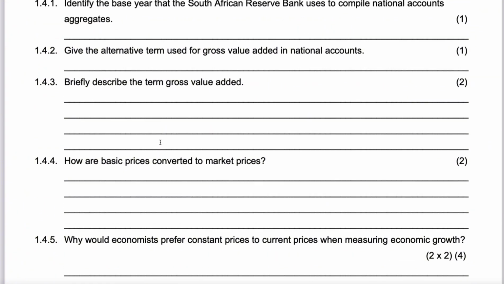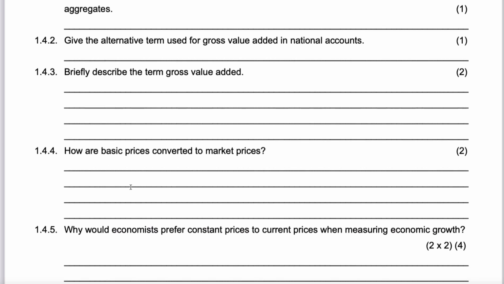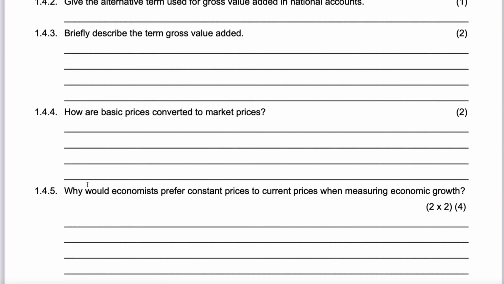Then the next question, how do we convert basic prices to market prices? Okay, so here we have basic prices. If we had to then calculate market prices, what we need to do is add taxes on products, so things like value added tax, things like sin tax, and so on. Then we subtract any subsidies on products. So we then get market prices. So what we'll write here is GDP at basic prices plus taxes on products minus subsidies on products equal to GDP at market prices.